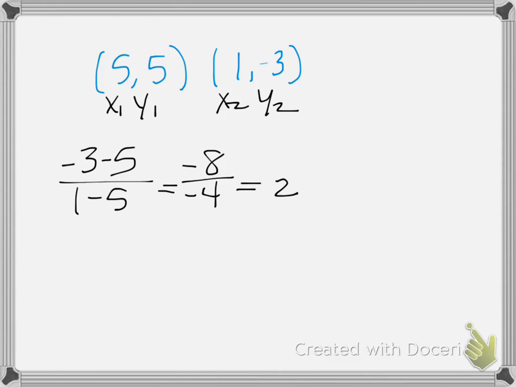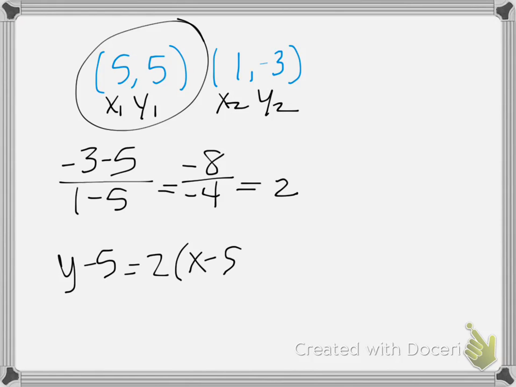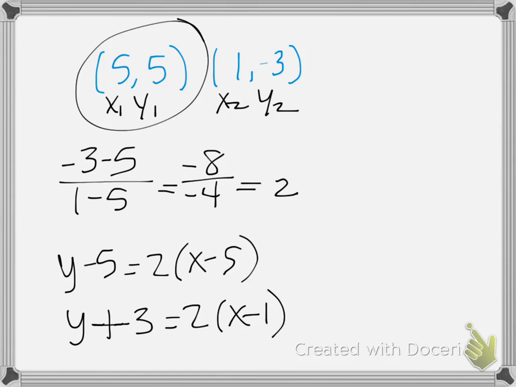Okay, if I wanted to do point slope, I could. So I could do y minus 5 is equal to 2 times x minus 5. Or I could do y minus negative 3 is equal to 2 times x minus 1. Okay, 2 negatives should make a positive. And if I wanted to go to slope-intercept from there, I'd have to distribute and then move that value over.